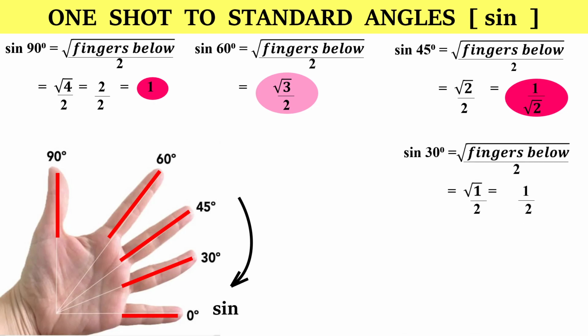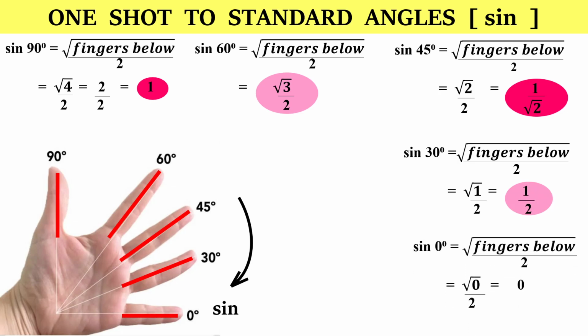Then we have sine 30 degree. 30 degree is your ring finger. How many fingers are below? Just 1. So square root of 1 upon 2 gives us 1 upon 2. So it has been simplified, and so we now know the value of sine 30. It is 1 by 2. And finally for 0 degree, now 0 degree is your little finger. We are counting the fingers in the downward direction. So if we look below the little finger, how many fingers are there? There are no fingers now. 0 fingers. So under root 0 upon 2, under root 0 is 0. So 0 upon 2 is 0. So sine 0 degree is 0.